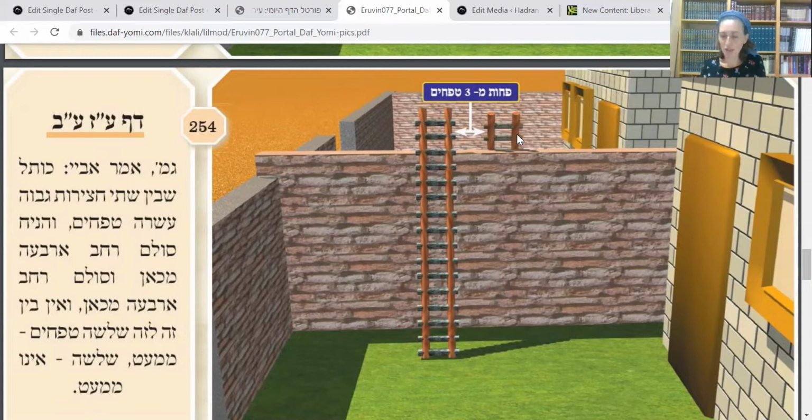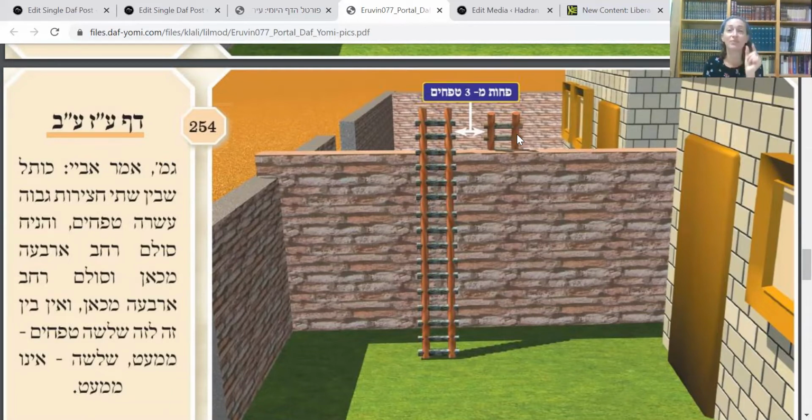Amar Abaye, kotel sheben shtei chatzerot, gavoa 10 tefachim, v'iniach sulam rachav 4 mikan, v'sulam rachav 4 mikan. We're going to keep seeing that with a ladder. It has to be 4 tefachim wide for it to be called a ladder. Anything less than that is not very easy to climb on, and it's not going to be considered a ladder. So if I have a ladder that's 4 wide, and mine goes up to the top of the wall, and yours goes up on top of the wall, and ein ben zeh lezeh 3 tefachim, meaning in between our 2 ladders are 3 tefachim, within 3 tefachim of each other.